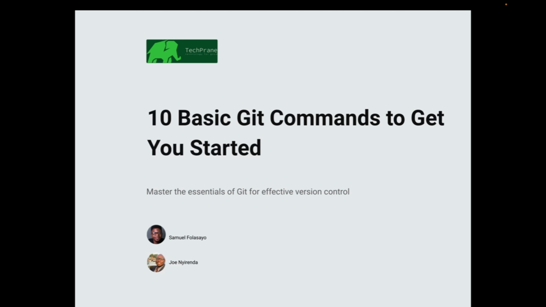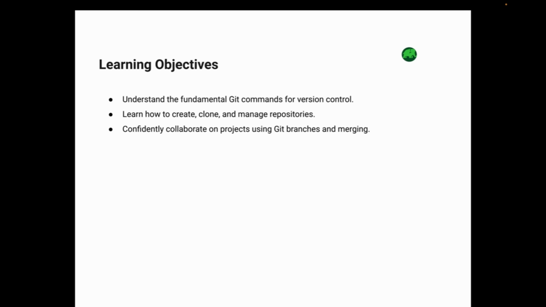So let's get started. Before we jump into the commands, let us quickly cover the objectives of today's lessons. The first objective: understand the fundamental Git commands for version control. Second objective: learn how to create, clone, and manage repositories. The third objective: confidently collaborate on projects using Git branches and merging. Got it? Awesome. Now let's move on.